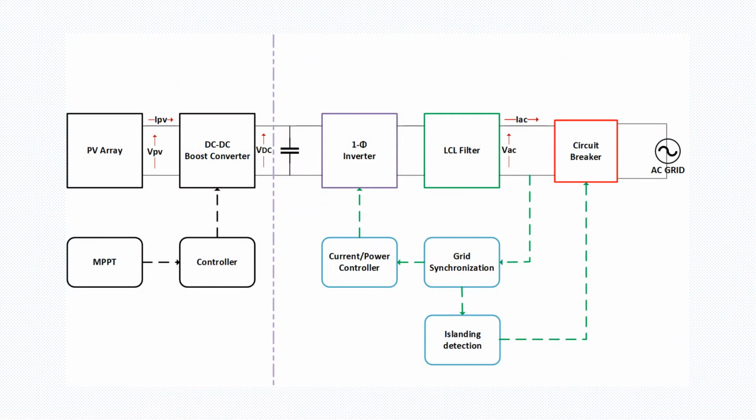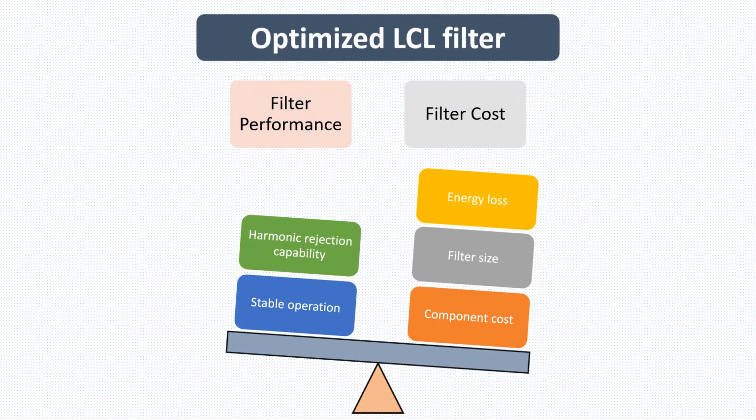This is the basic block diagram of a fully completed PV system. So the first phase focuses on this filter designing section. An optimized LCL filter was designed in such a way that the best compromise between the filter performance and cost is achieved. Filter performance was measured using its harmonic rejection capabilities and also the stability of the filter. Cost function was defined considering the energy losses, filter size and component costs as well.